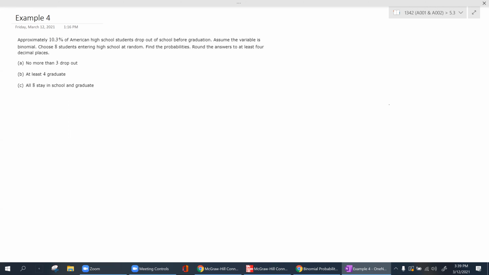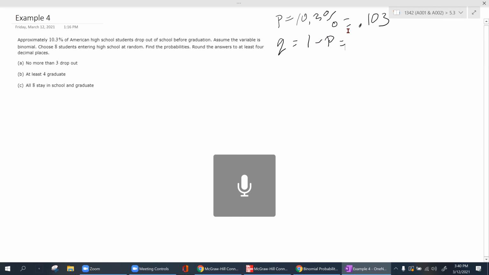So let's find our values. I know that my p is going to be 10.3%, but I don't want to use it in percent. I'm going to do 10.3 divided by 100, and this is going to be 0.103. My q is just going to be 1 minus p, which is 1 minus 0.103. This gives me 0.897. My n is going to be what?